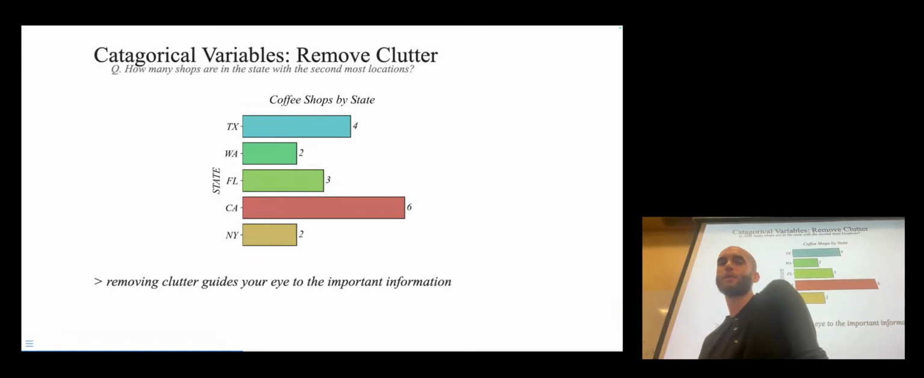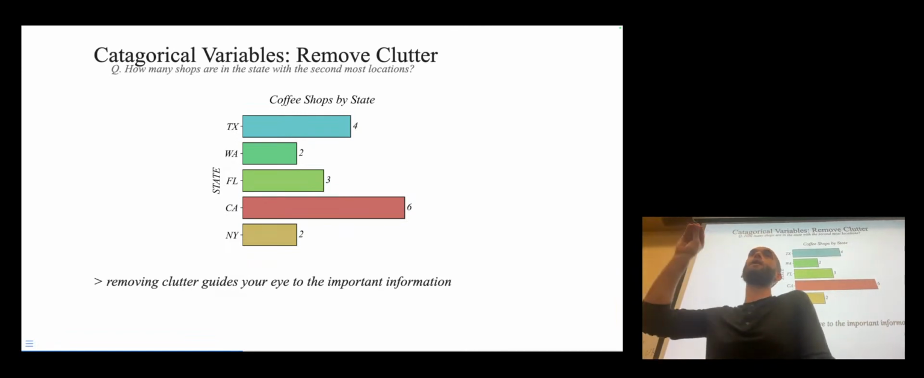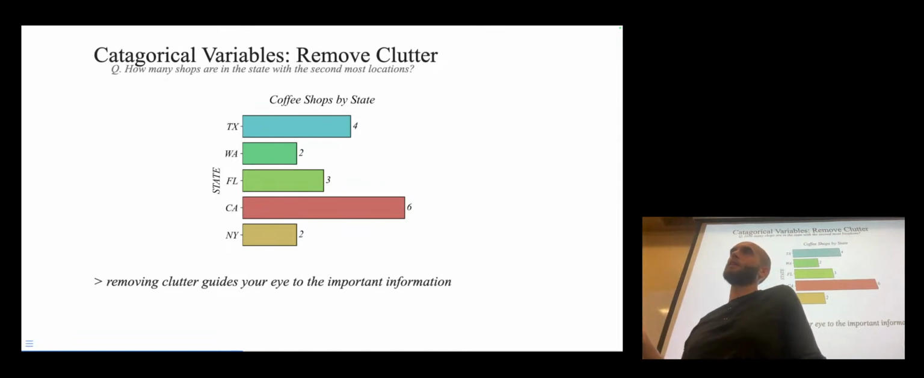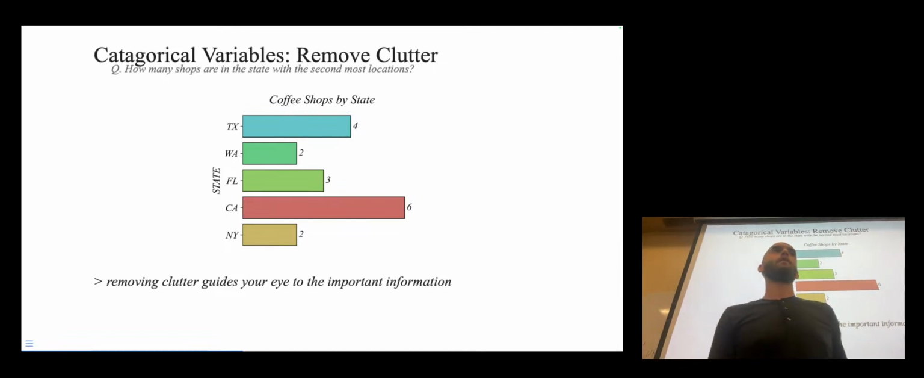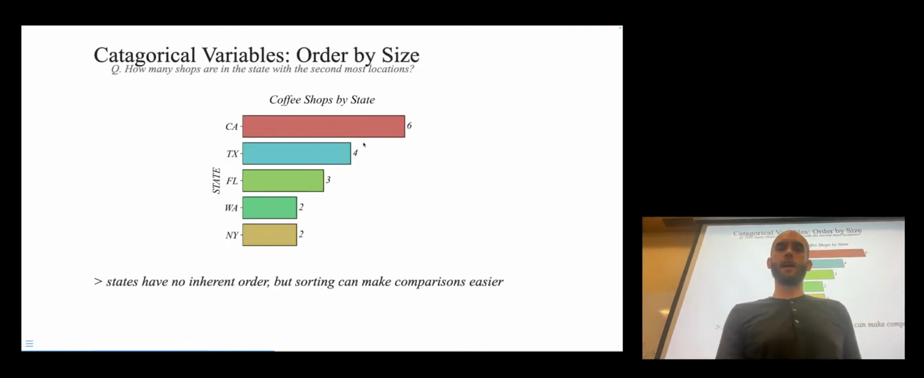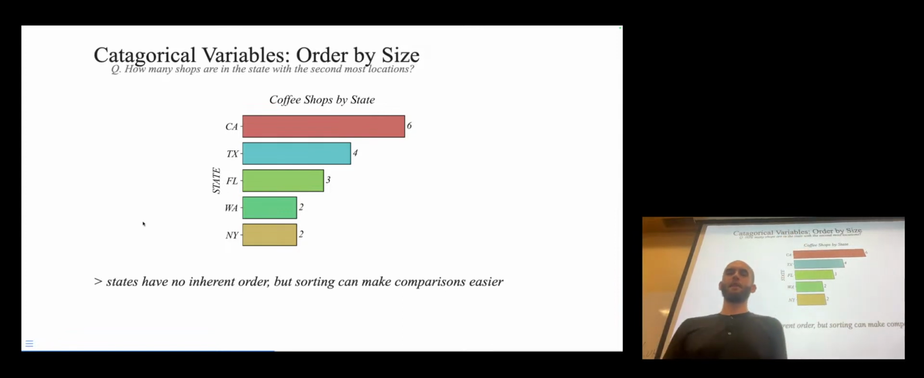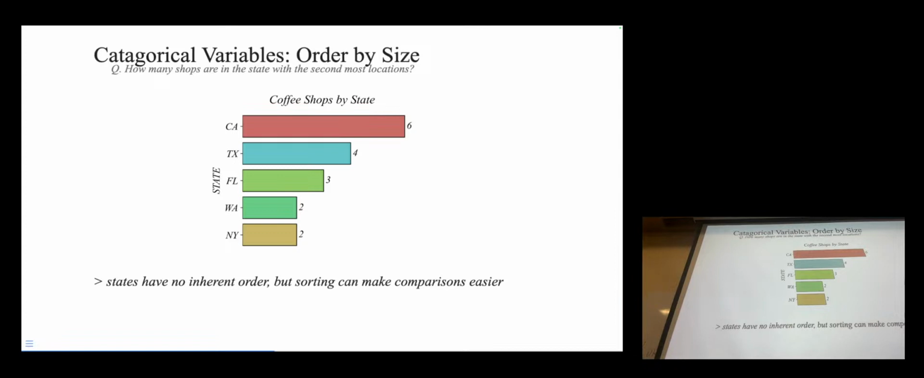But one thing we might do is just order by count. So there's no inherent order with nominal categorical variables like this. But we may want to just order by size. So the last thing we could do is just order these nominal categorical variables by size. And I think this is like the end game of good nominal categorical variable visualizations. Looks kind of like this.